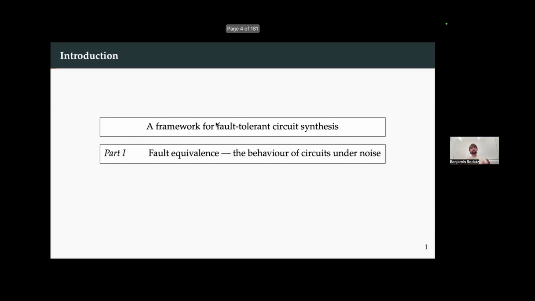In the first part, we introduce this notion of fault equivalence, where we formally define what we mean by two circuits not only implementing the same linear map, but actually behaving the same in some sense under noise. And in this part of the paper, we make the case that this is a very useful notion to think about when thinking about fault-tolerant circuits and FTQC.